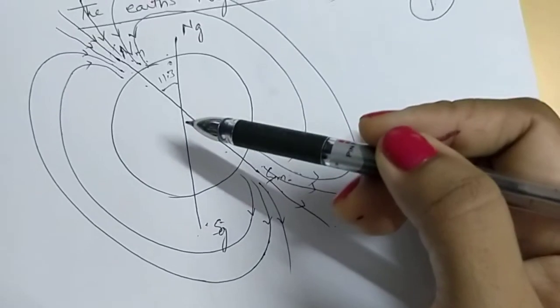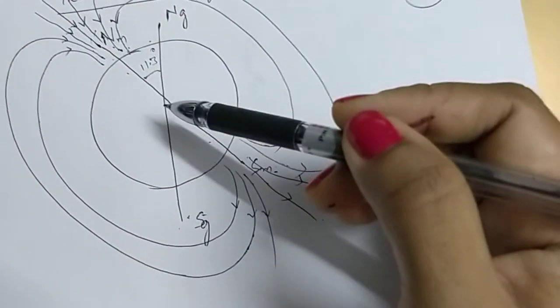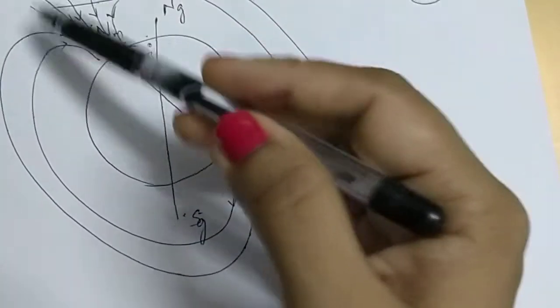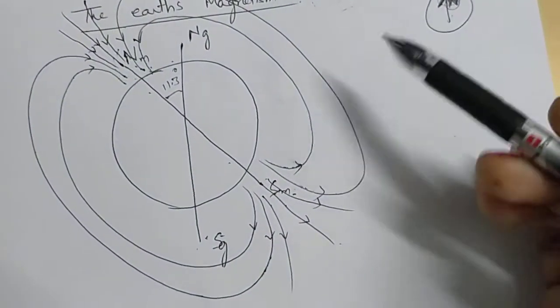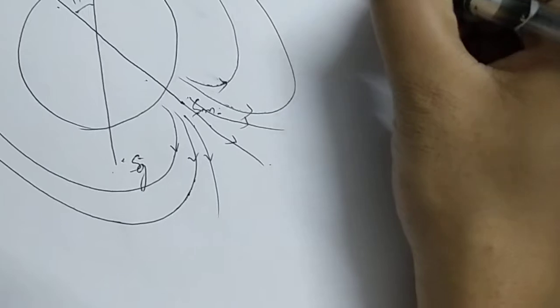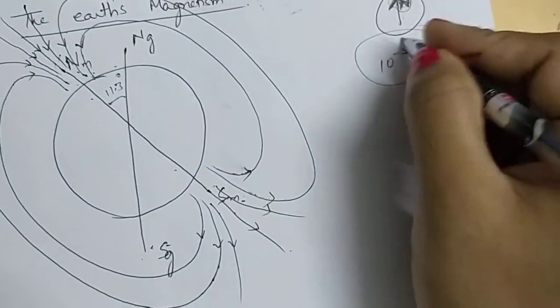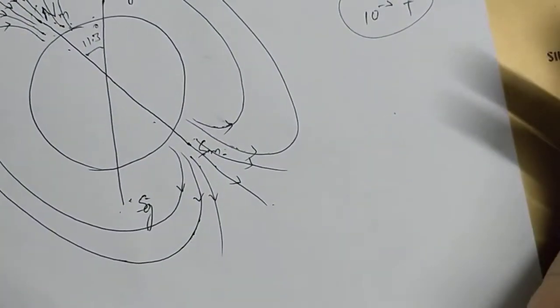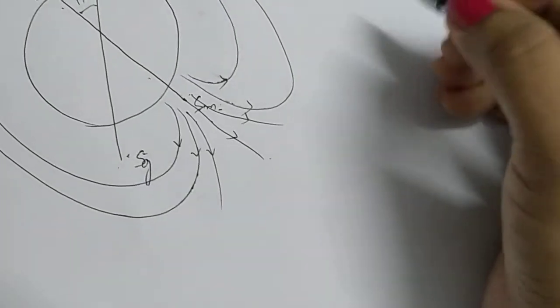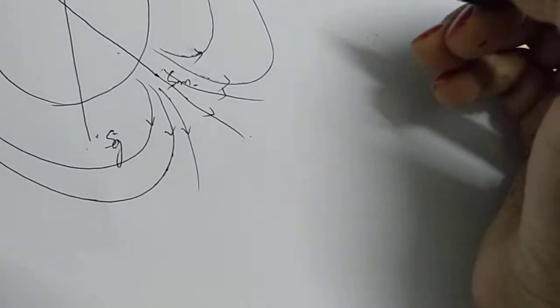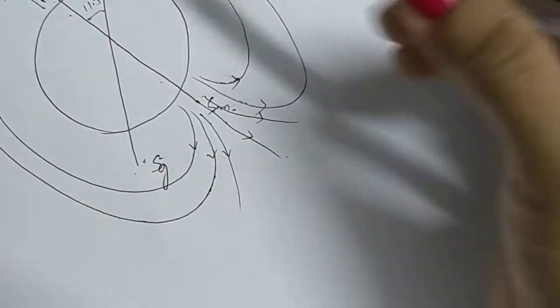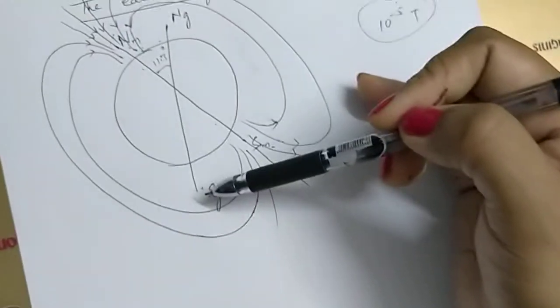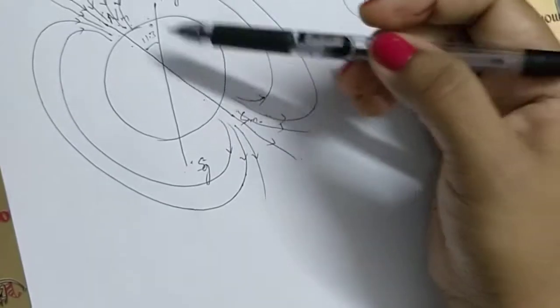So that is one of the reasons, and that effect is known as the dynamo effect. But this magnetic field of the Earth is very, very small. It's a very weak magnetic field, of the order of 10 raised to power minus 5 Tesla, which is around 0.1 Gauss. And this magnetic field of the Earth, if you see this pattern, resembles that of a magnetic dipole.